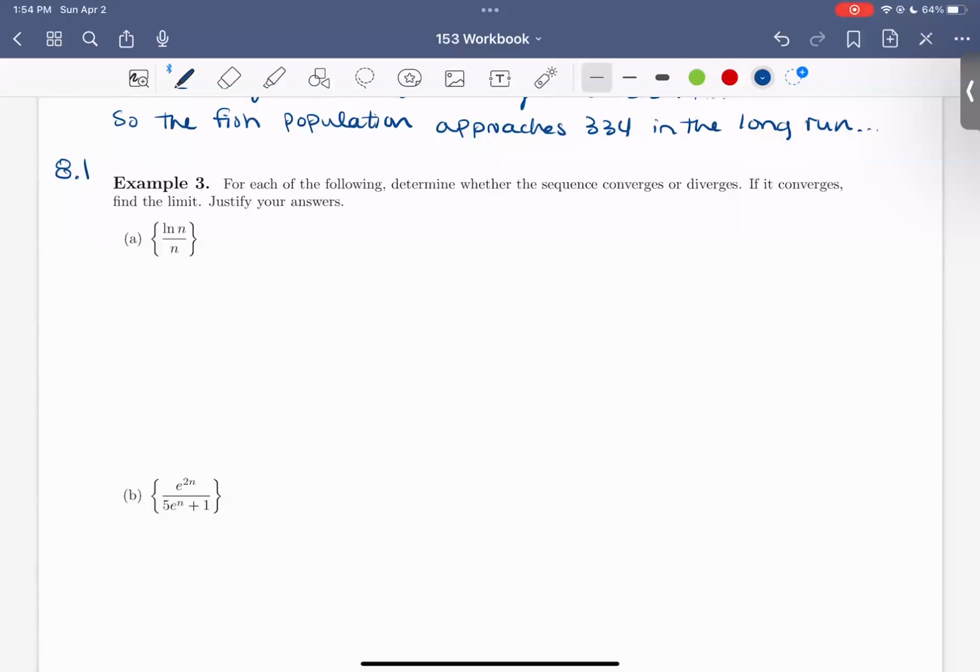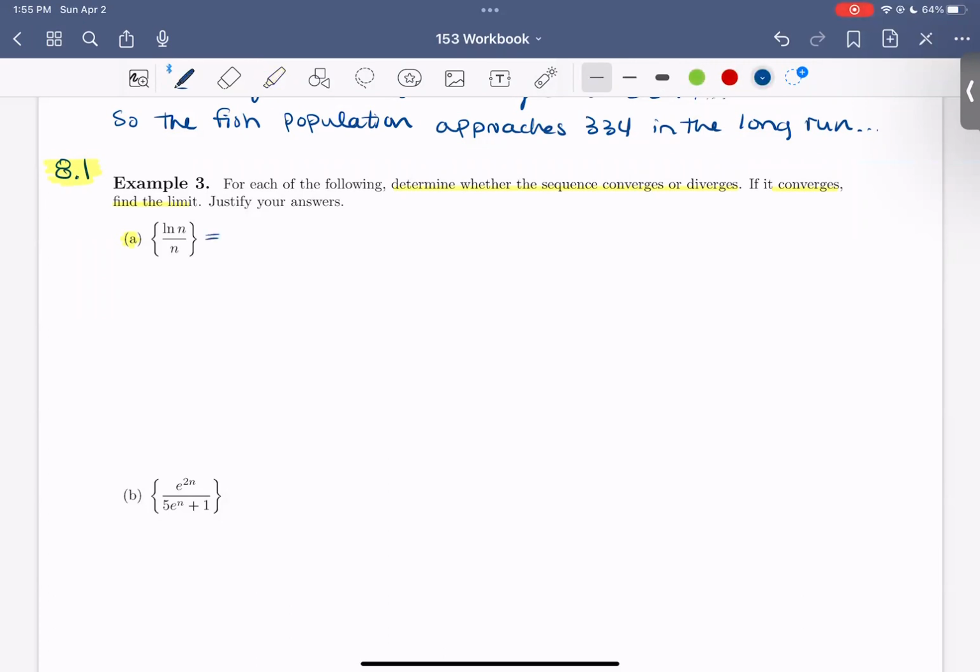Hello, everyone. In this video, we're going to continue our work in section 8.1 by looking at example 3. In this video, we're going to cover part A. In all three parts of this example, we're looking at different sequences, and we're going to be asked to determine whether the sequence converges or diverges. If it does converge, then we need to find the limit, and we need to justify our answer. All right, so let's go ahead and get started by looking at part A.